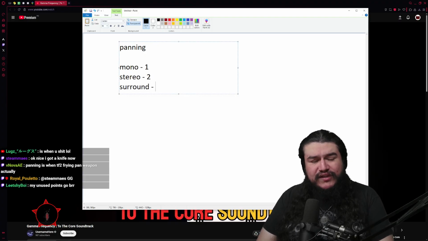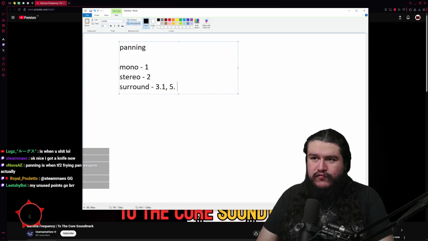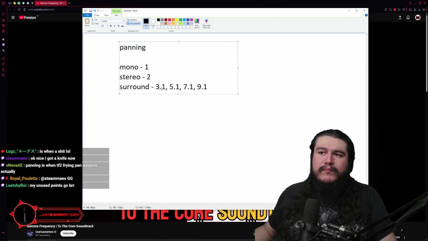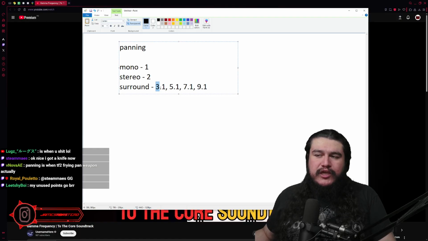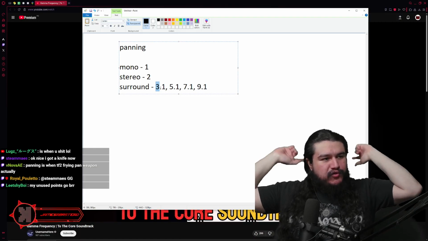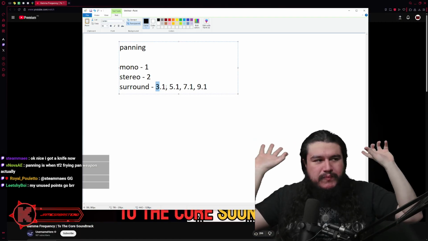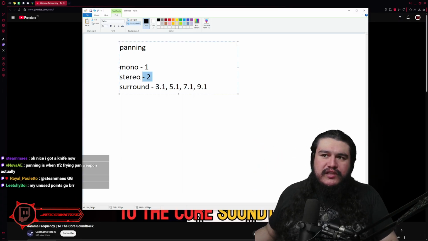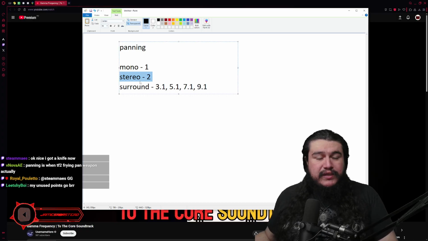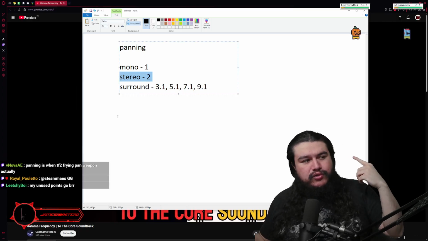Then after that we have surround. There are several types of surround: 3.1, 5.1, 7.1. I think there are places that already have 9.1. The .1 means the subwoofer, the bass speaker, and 3 means you have the 2 from stereo plus 1 more, then 5, and you just keep adding more and more. The standard nowadays is stereo because, well, human beings have two ears, left and right.